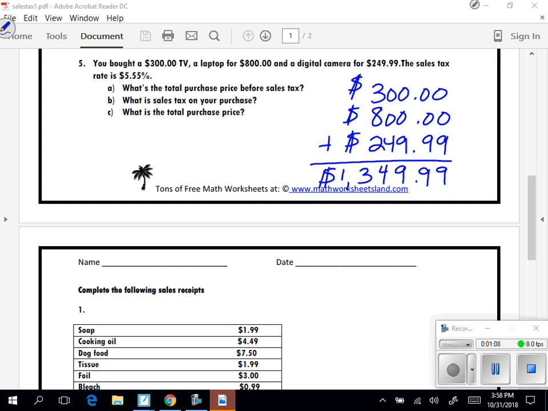All right, so the total purchase price before sales tax is $1,349.99. I'm going to actually write this out to the side over here so I can erase this and continue showing work for the next problem. So $1,349.99.